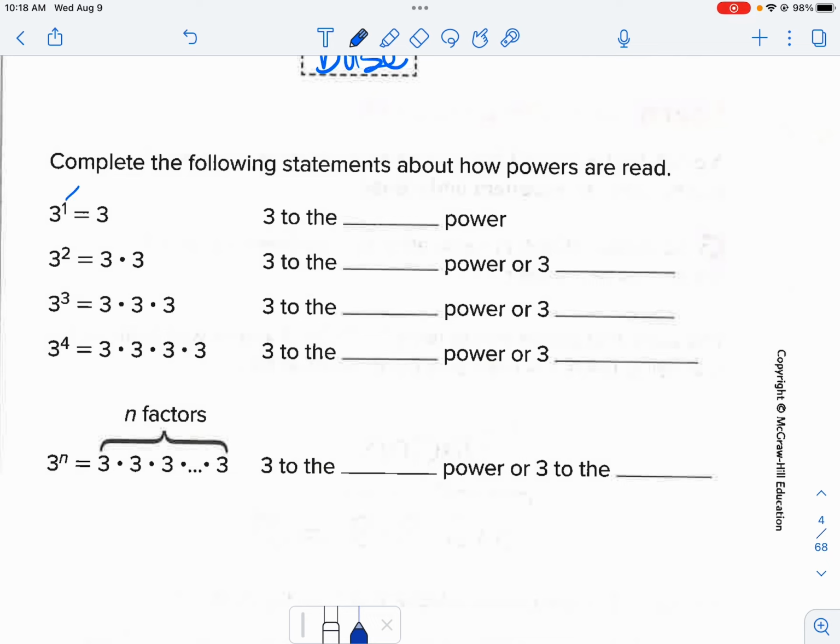So I look right here, what power is that? To the 1st power. Okay, this next one, 3 to the what power? So I look right here. There are 2 of them, so that would be the 2nd power, or 3 squared.